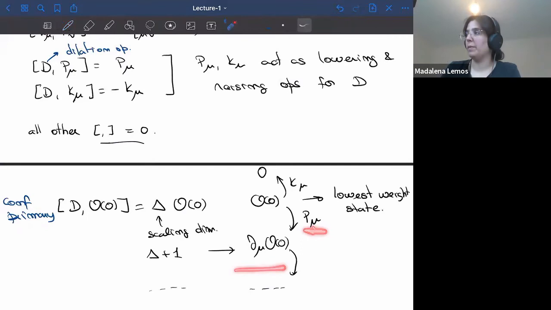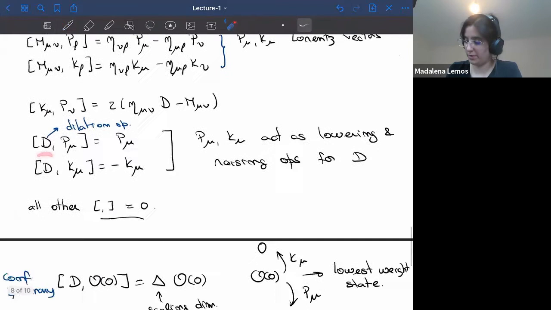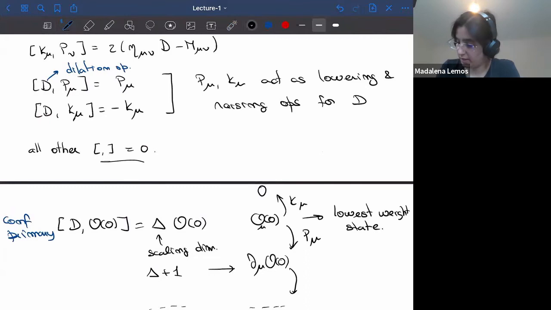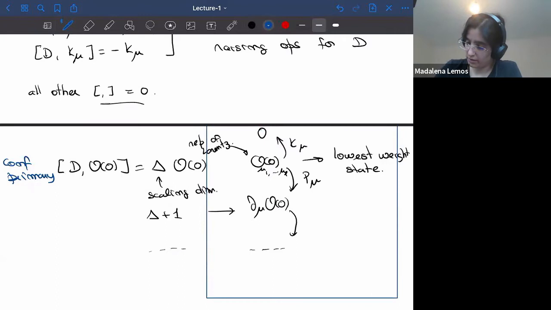And now I forgot about the Lorentz generators. They commute with the D, so they don't change the dimension of the operator, which means that I can just organize this operator in representations of Lorentz. So this guy now is in some representation of Lorentz. And this whole thing together is what is called the conformal multiplet.